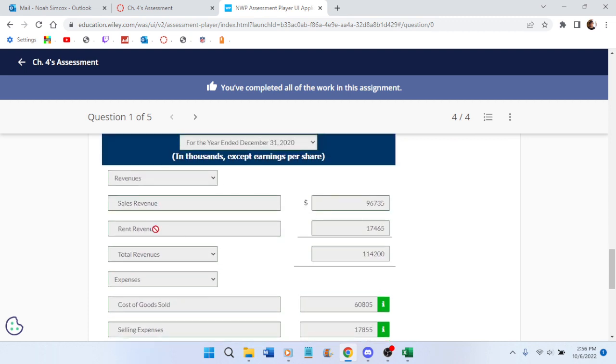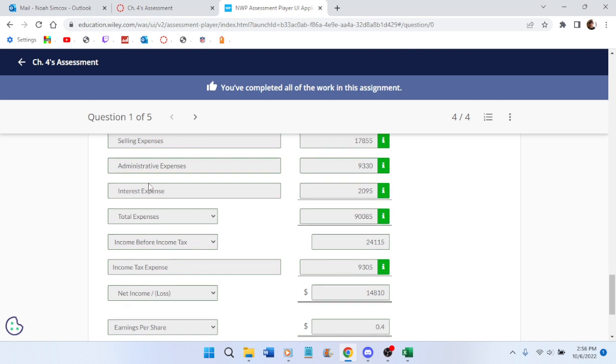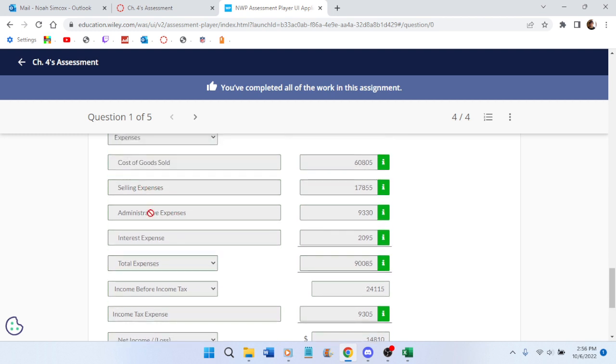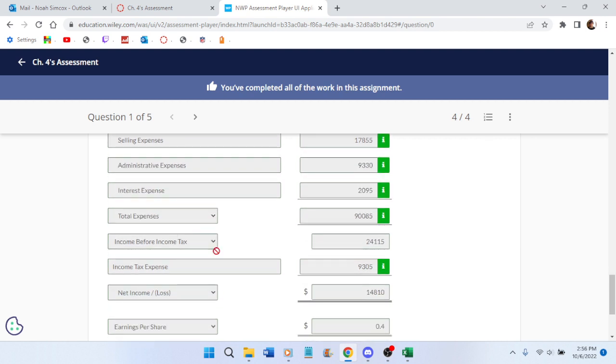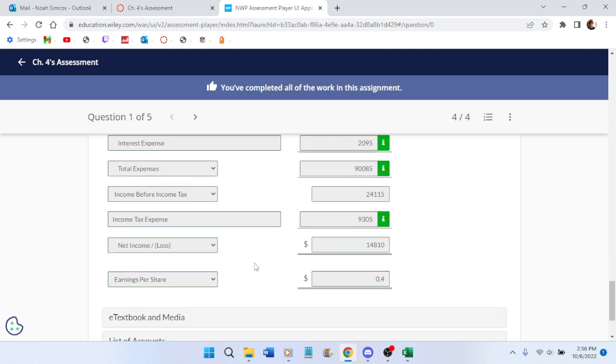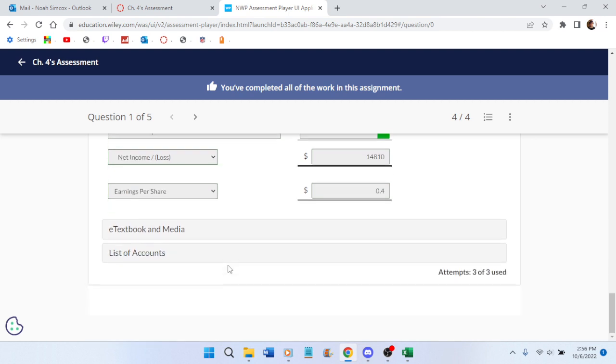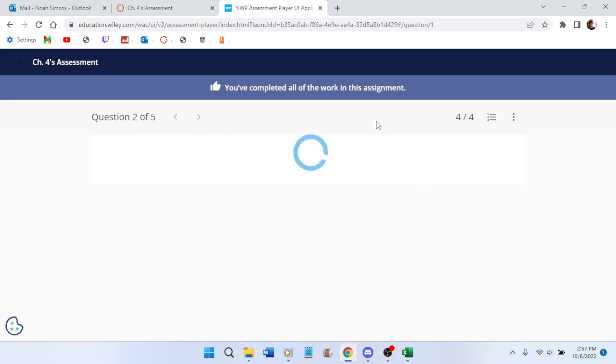Revenues, sales revenue, rent revenue, total revenues, expenses, cost of goods sold, selling expenses, administrative expenses. So they didn't really specify specific expenses for that one. Weird. Selling expense, administrative expenses, interest expense, total expenses, income before income tax, and then income tax expense, net income, earnings per share. So that's very straightforward.